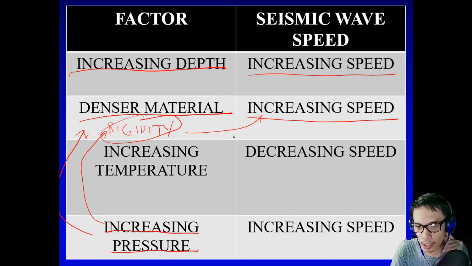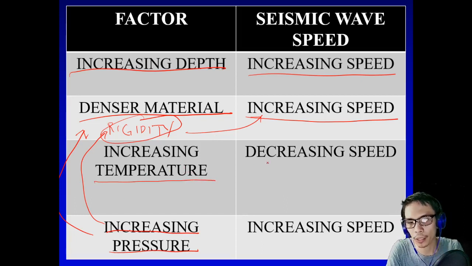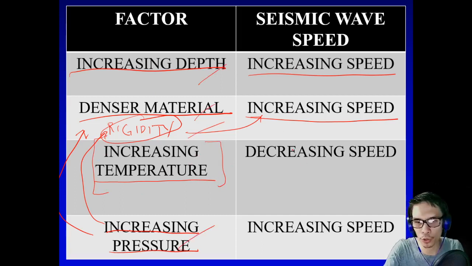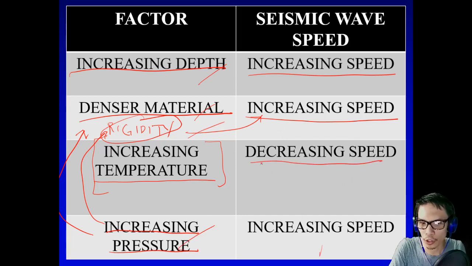But there's one factor that decreases the speed of the seismic wave, and that is temperature. But this is, I think, negligible, because all of the other factors like depth, material rigidity, and pressure are all increasing. So it is a negligible factor. It decreases the speed of the seismic wave because when you increase the temperature, the motion of molecules also increases.